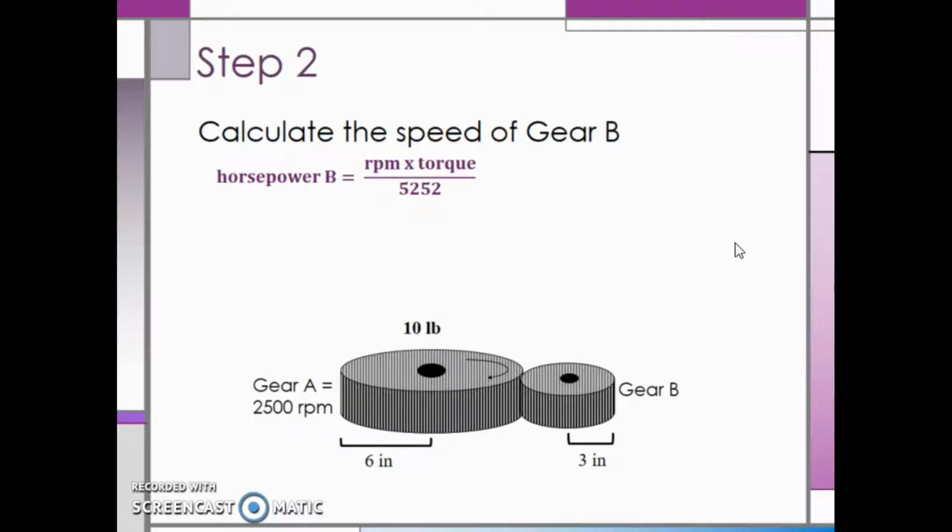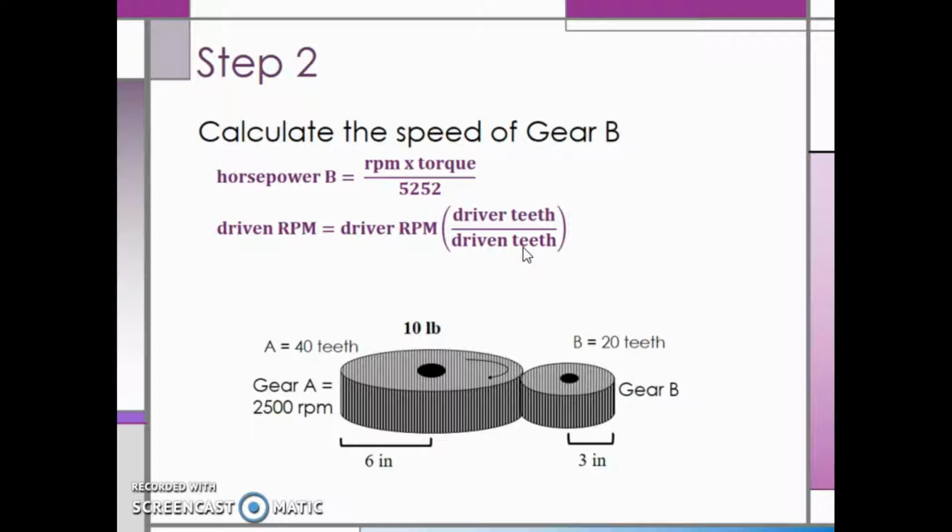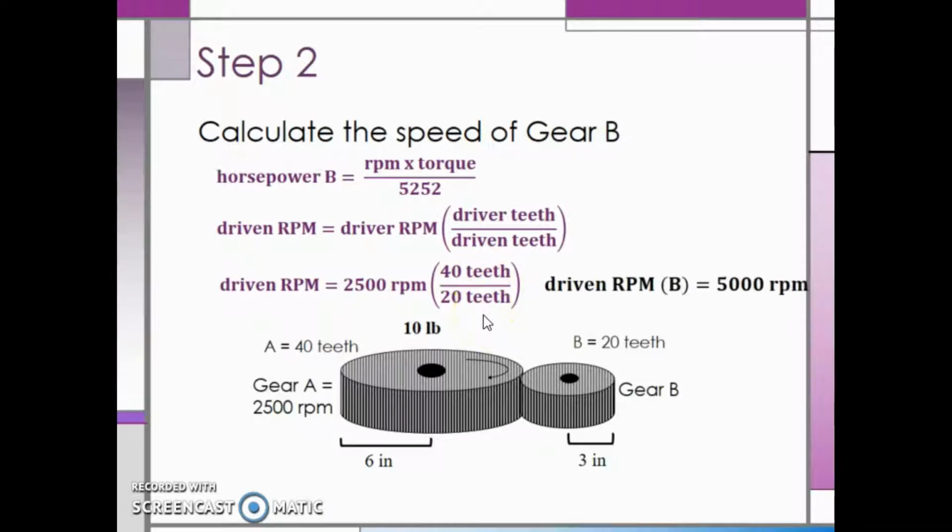We can find the speed of gear B, which is our driven RPM, by taking the driver RPM multiplied by the ratio of the number of driver teeth divided by the number of driven teeth. So the driven speed, or the speed of B, is equal to 2,500 RPM multiplied by 40 teeth divided by 20 teeth. This gives us a speed for gear B of 5,000 RPM.